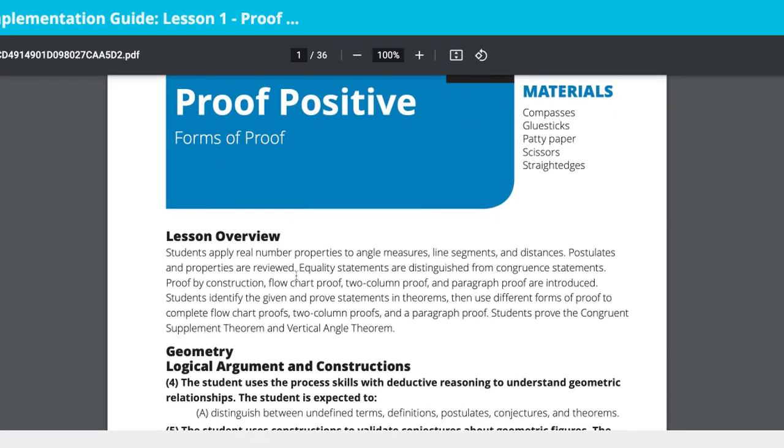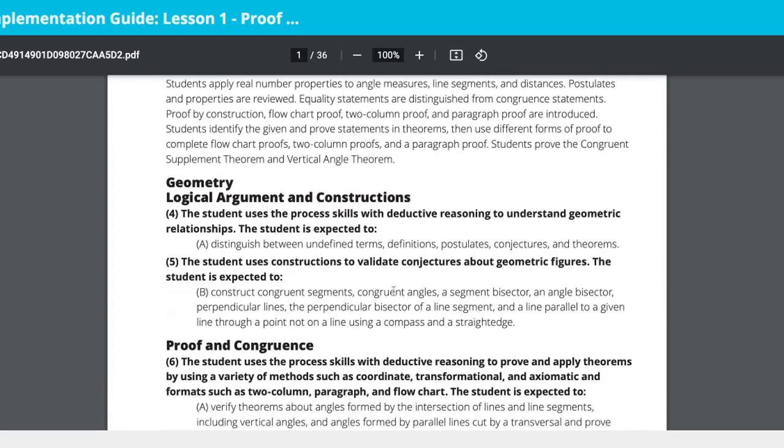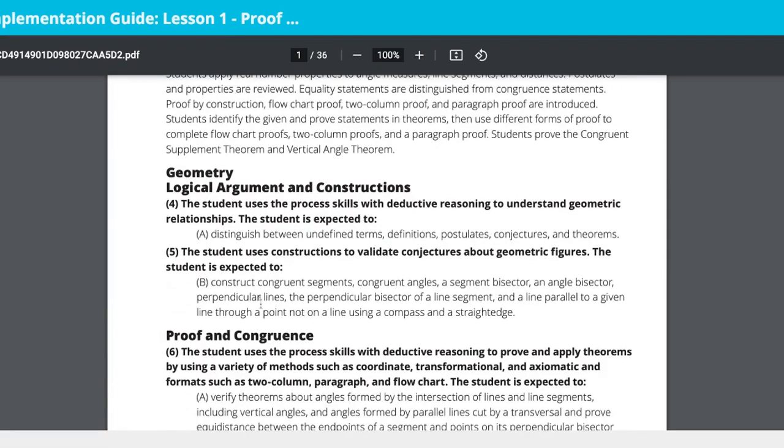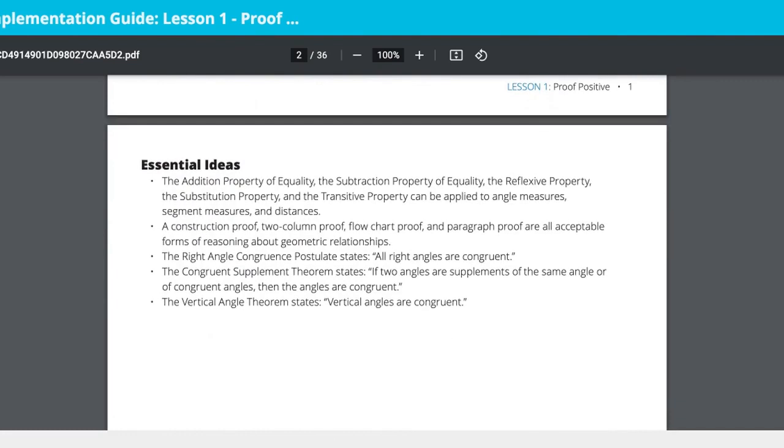All right, so first it always starts with the lesson overview. It tells you in this lesson, students apply real number properties to angle measures, line segment distances, all of that. And then it gives you the standard, what this lesson is about. And then it gives you an essential idea of what's going to happen in this lesson, through the entire lesson that you have here. You have addition properties of equality, subtraction properties of equality, and so on. And then the construction of proofs, two-column proofs, flow charts, and so on. It's an overarching idea of what's going to happen in this lesson.